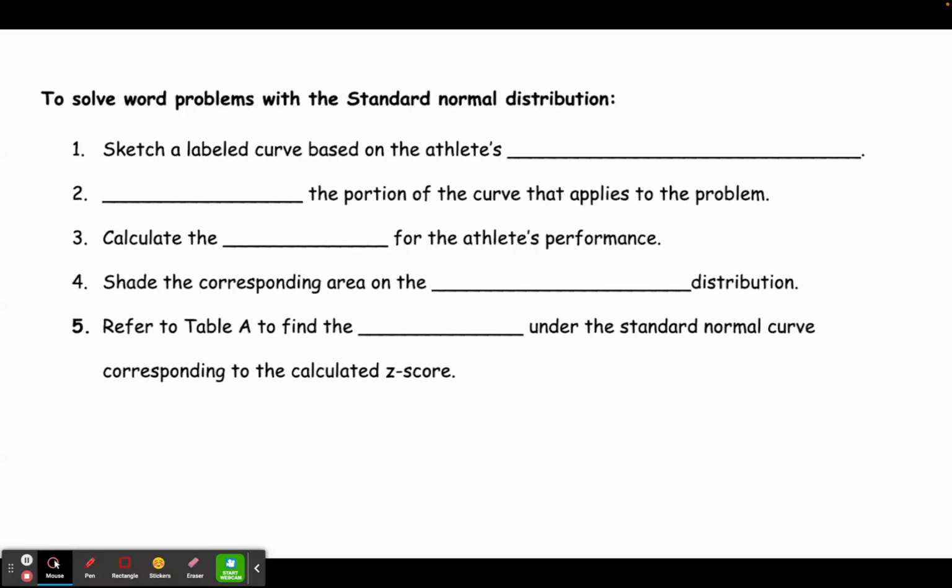Step number 1, you want to sketch a labeled curve based on the athlete's mean and standard deviation, and these will be given to you in the problem. Step number 2, you want to shade the portion of the curve that applies to the problem. Sometimes it will say less than or exceeds or between two numbers, and you want to be sure that you shade the appropriate portion.